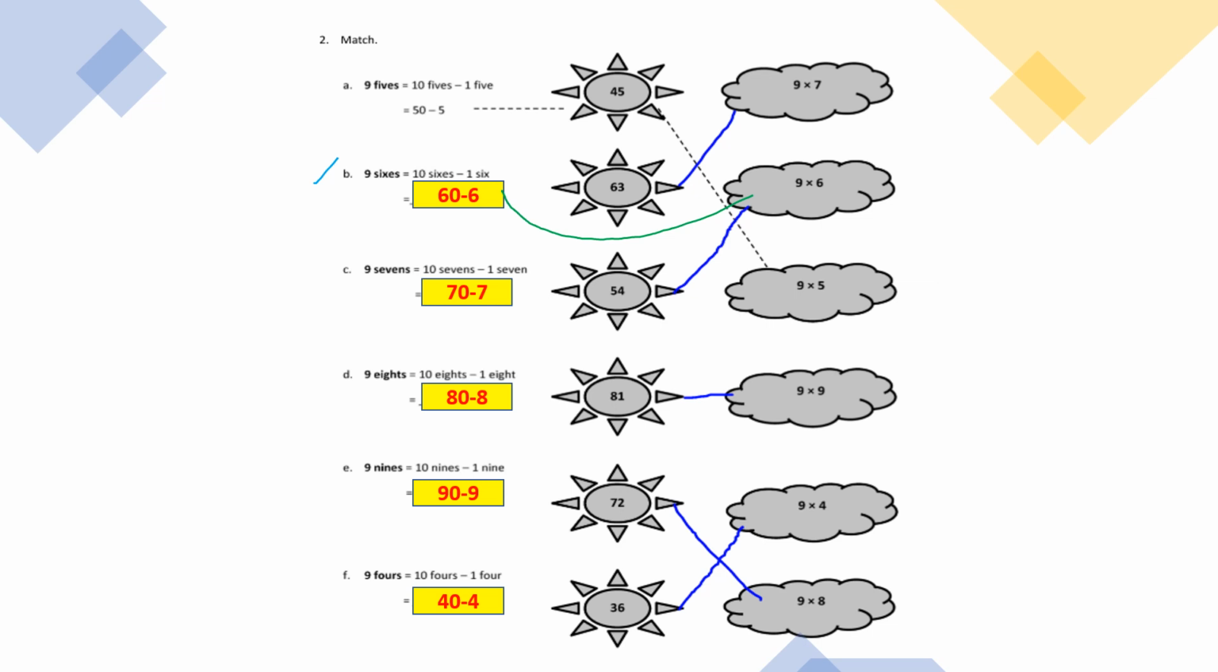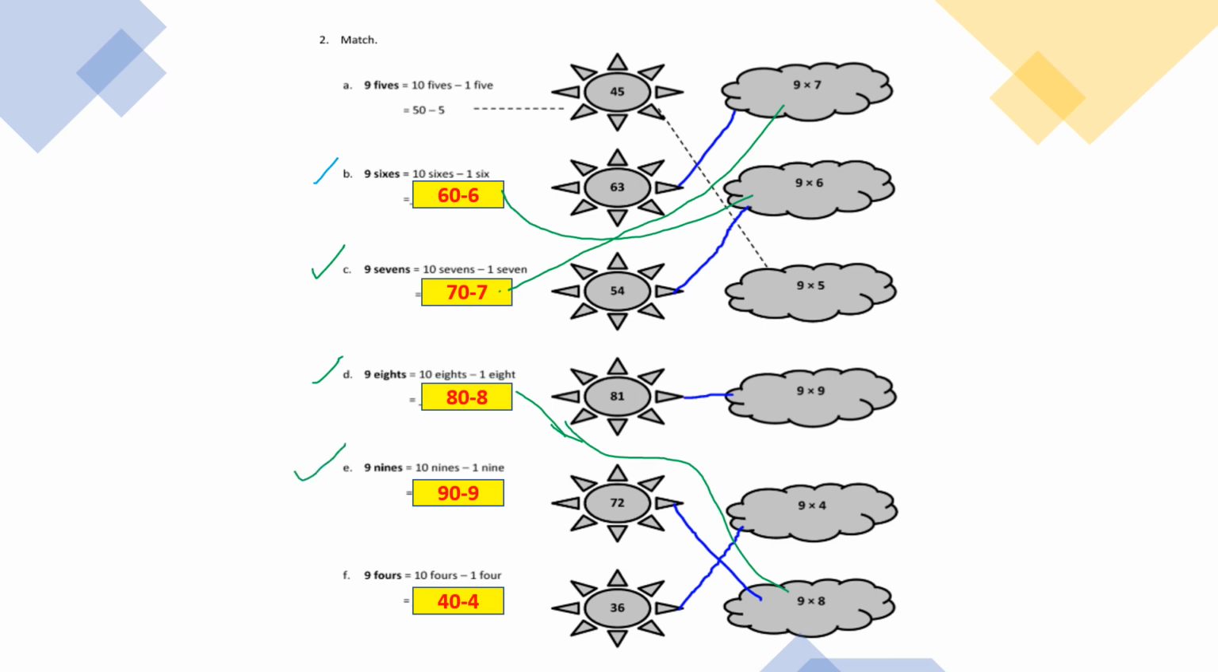Trying to figure out a way to draw it so it's not crossing over the suns. All right. 9 sevens, which is 9 times 7. I'm going to draw a line from here to here. So I'm doing all the clouds first. 9 eighths, which is 9 times 8. Draw a line from here to here. These lines are crazy.